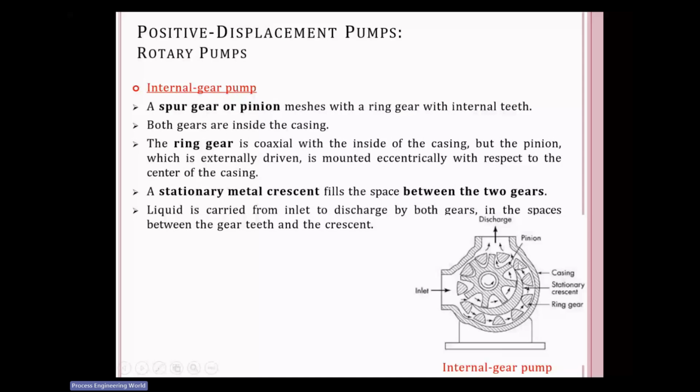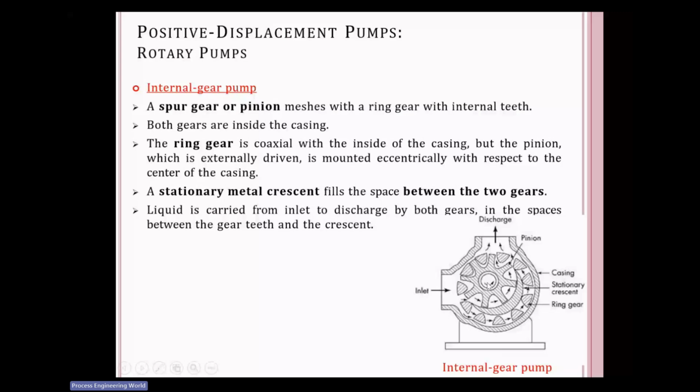So you can see the ring gear is connected to the pinion, right? A spur gear or pinion meshes with a ring gear with internal teeth. So it is connected with the internal teeth. Both gears are inside the casing, but the ring gear is coaxial with the inside of the casing, but the pinion, which is externally driven, is mounted eccentrically with respect to the center of the casing.